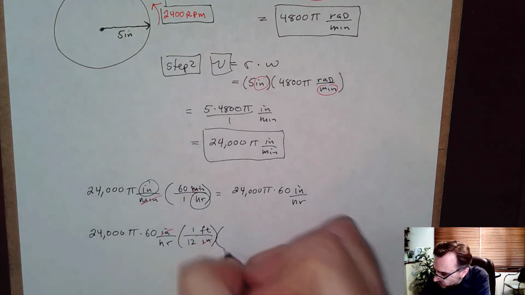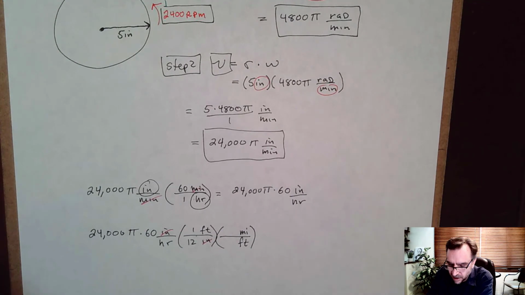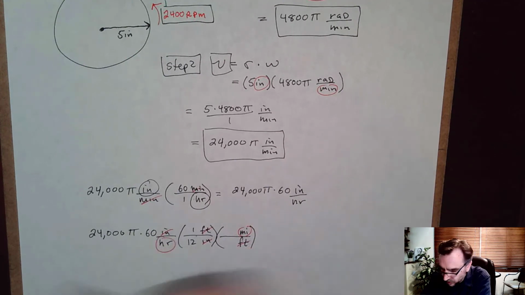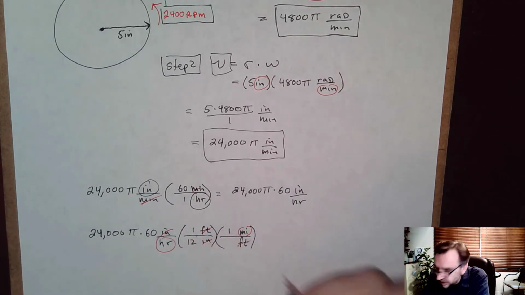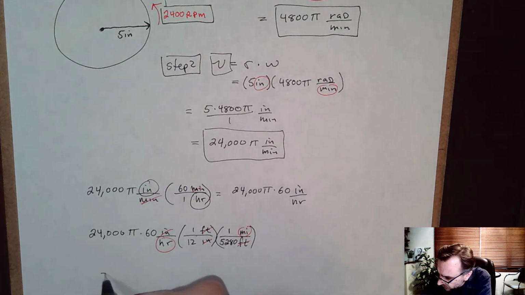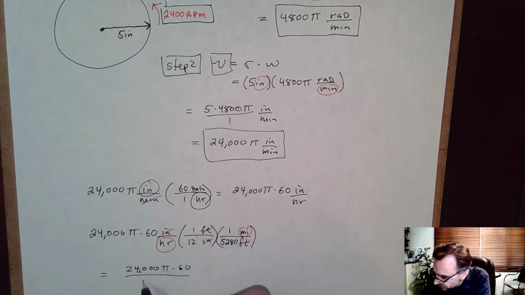I actually need to go to miles per hour. So I'll hit it with another conversion factor with feet on the bottom and miles on the top. In that case, the feet will cancel, and then I will be left with miles per hour. Okay, so you need to know, you should memorize this, that in 1 mile there's 5,280 feet. Okay, 5,280 feet in 1 mile. Okay, so now looking at all the math here, in the numerator I have 24,000 pi times 60, and in the denominator, I have a 12 and a 5,280. And that'll be my miles per hour unit.